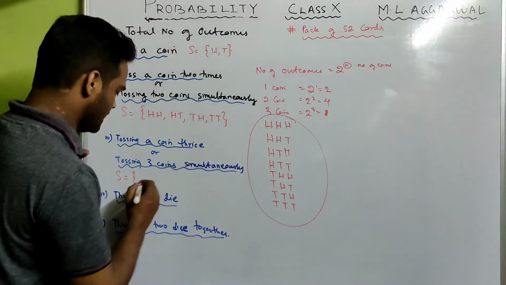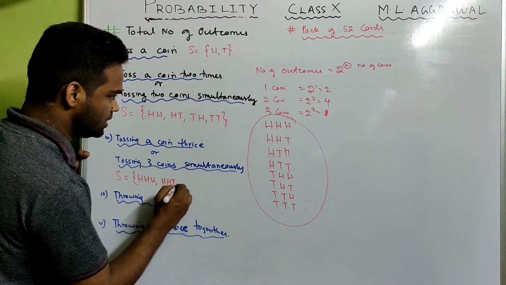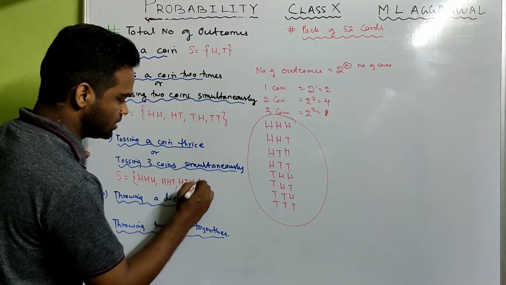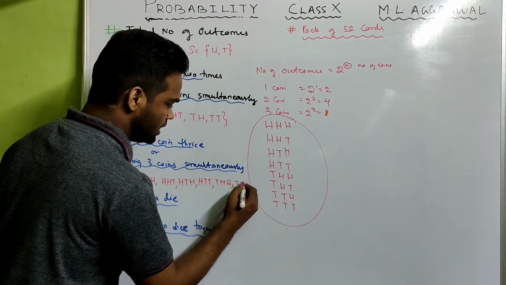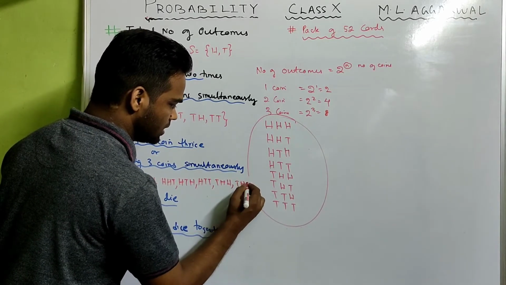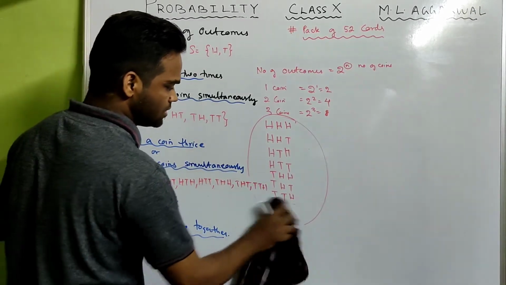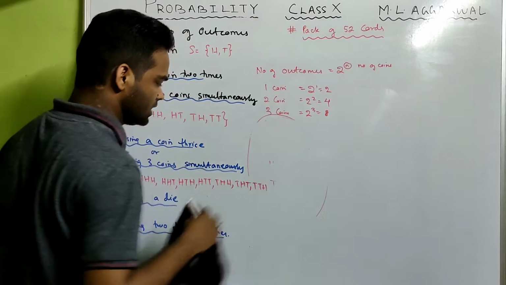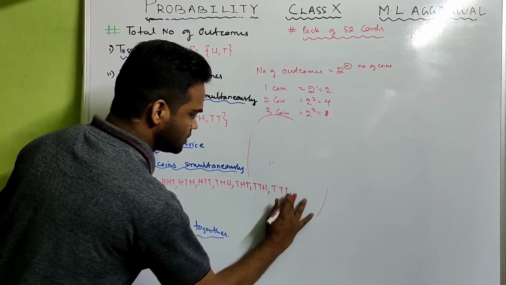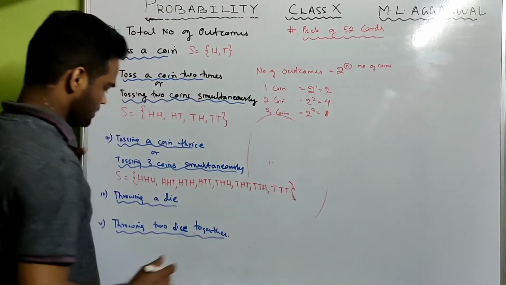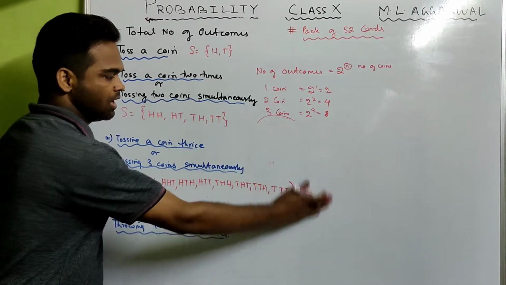So it will be HHH, HHT, HTH, HTT, THH, THT, TTH, and the last one is TTT. So these are my outcomes. Remember, whenever you are writing the sample space, use the curly bracket. Am I clear?